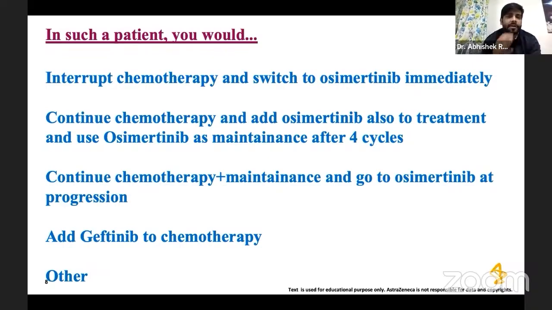So I think maybe both strategies are correct. You can stop the chemotherapy, the patient is 65 years, and switch to osimertinib, or you can combine, considering the excellent PFS data of FLAURA2, and osimertinib is a relatively gentler drug. You can give the combination of osimertinib plus pemetrexed and carboplatin and then continue maintenance. So moving on.